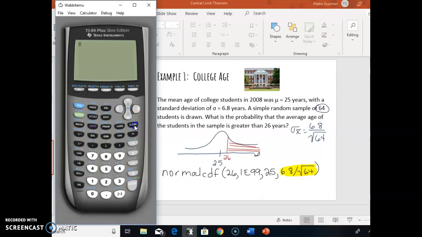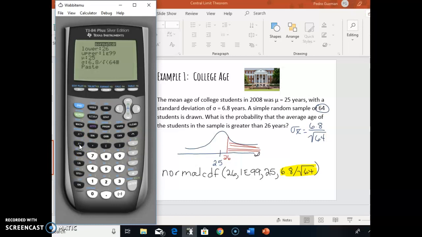So let me show you. So second vars, 2 for normal distribution. The left boundary is 26. The upper boundary is infinity, so 1 second EE comma 99. The mean is 25, and the standard deviation is 6.8 divided by the square root. Now square root is second x squared of 64.